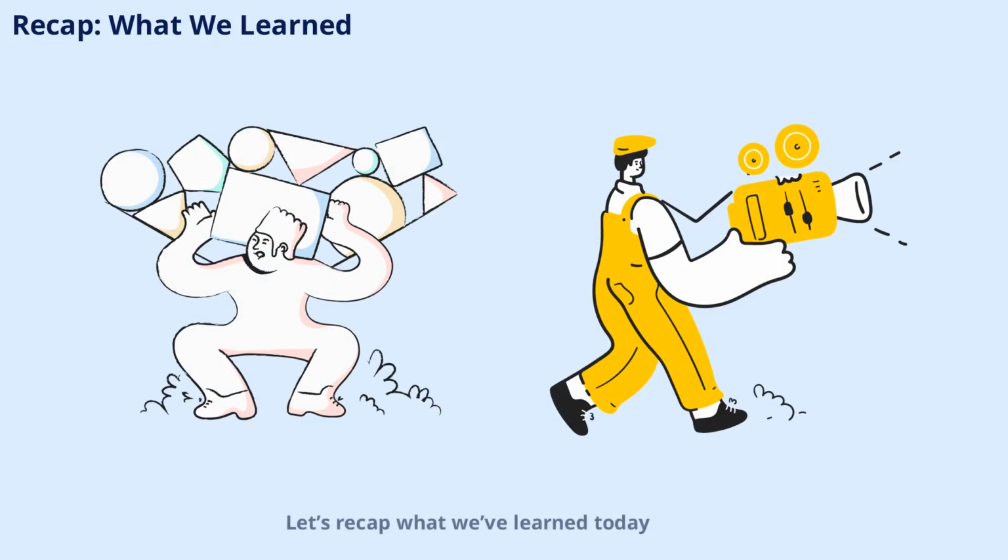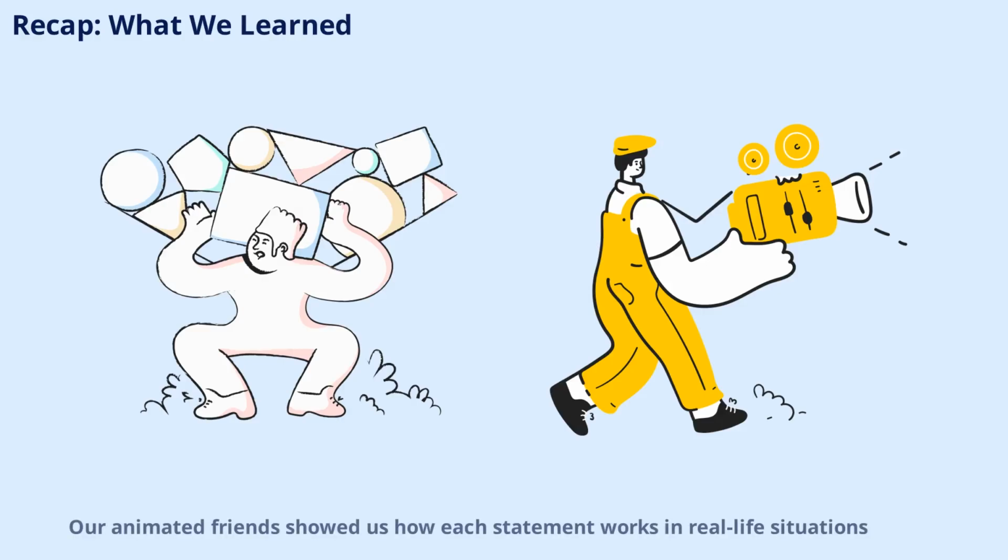Let's recap what we've learned today. Java control statements help us make decisions: if else, switch; repeat actions: for, while, do while; and control the flow: break, continue, return. With these tools, you can write programs that are smart, flexible, and fun. Our animated friends showed us how each statement works in real-life situations.